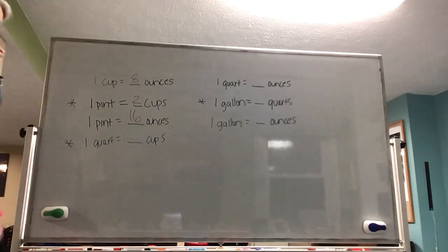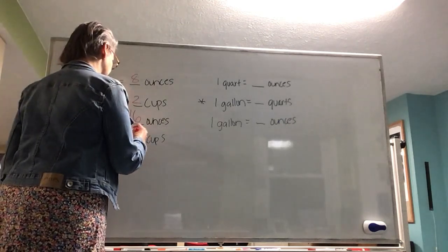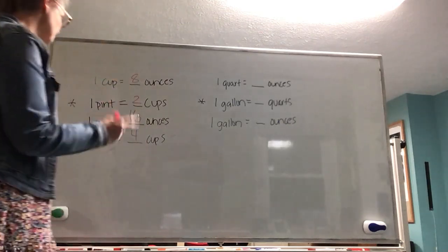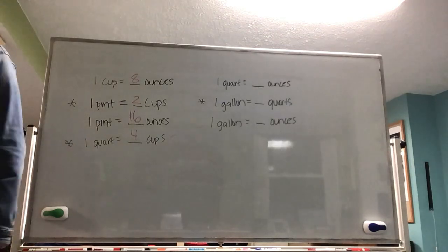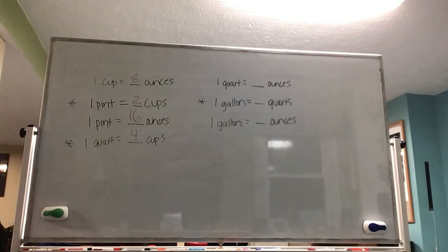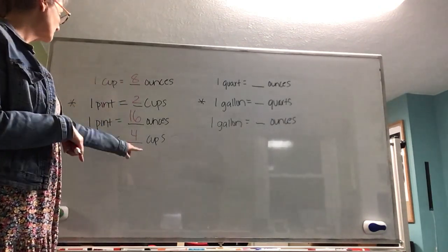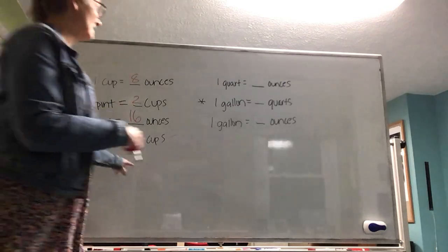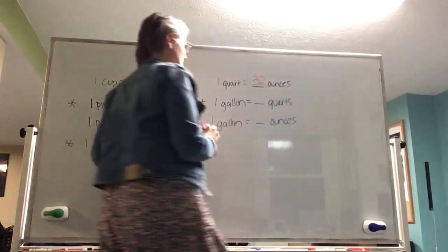How many cups are in a quart? What are you guys going to say? I'm waiting until you answer. It's 4. There are 4 cups in 1 quart. Then you just keep multiplying to figure out the rest of these. How many ounces are in 1 quart? If there are 8 ounces in 1 cup and 4 cups in a quart, I take 8 times 4, and I know that 1 quart is 32 ounces.